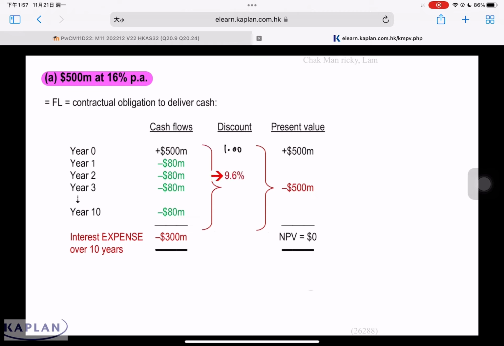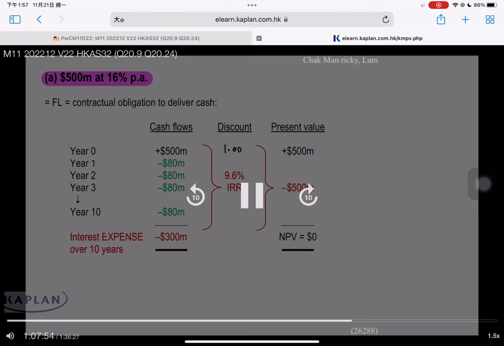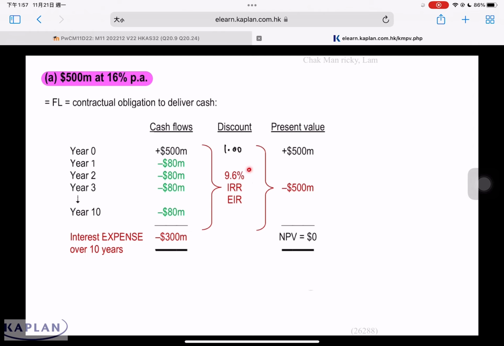In this case, it's 9.6%. For another paper, you call this the internal rate of return. We call this the effective interest rate. How do you calculate this 9.6%? It's not given. Either you use the internal rate of return formula or use a financial calculator. Generally, I advise candidates to get a financial calculator. With the financial calculator, you key in year 0 cash flow inflow, year 1 outflow, year 2 outflow, and after that, you press the IRR button. You will see this 9.6%.